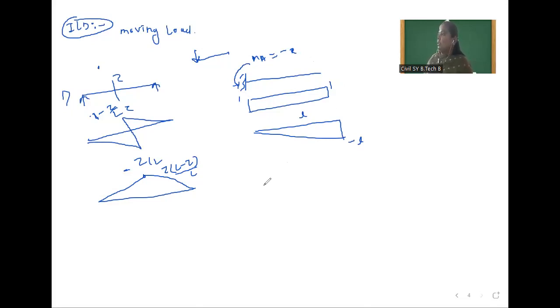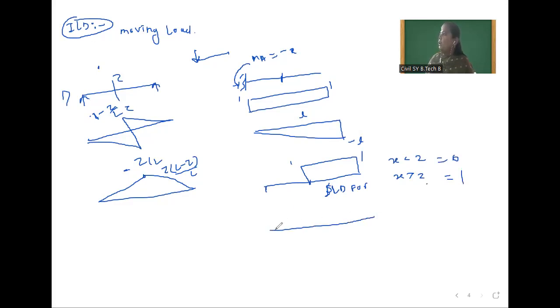After that, for shear force and bending moment, can we draw the diagrams? Suppose Z point is here. From here to here it was 0, and from here to here your value was 1. So this is the ILD for shear force. That means X is less than Z and X is greater than Z. Here shear force is 0 and here 1. After that, we have drawn ILD for bending moment: from this point to this point 0, and here some value will be there. What was this value?